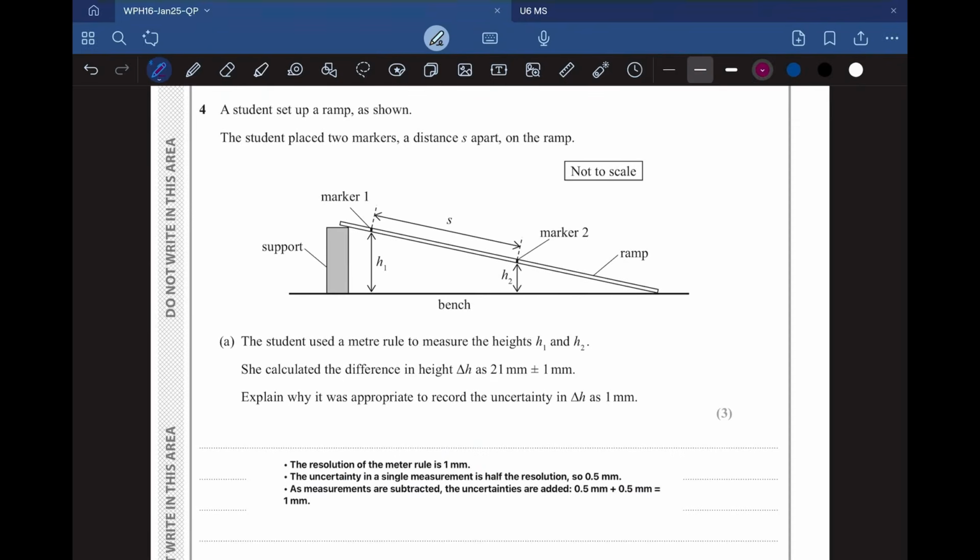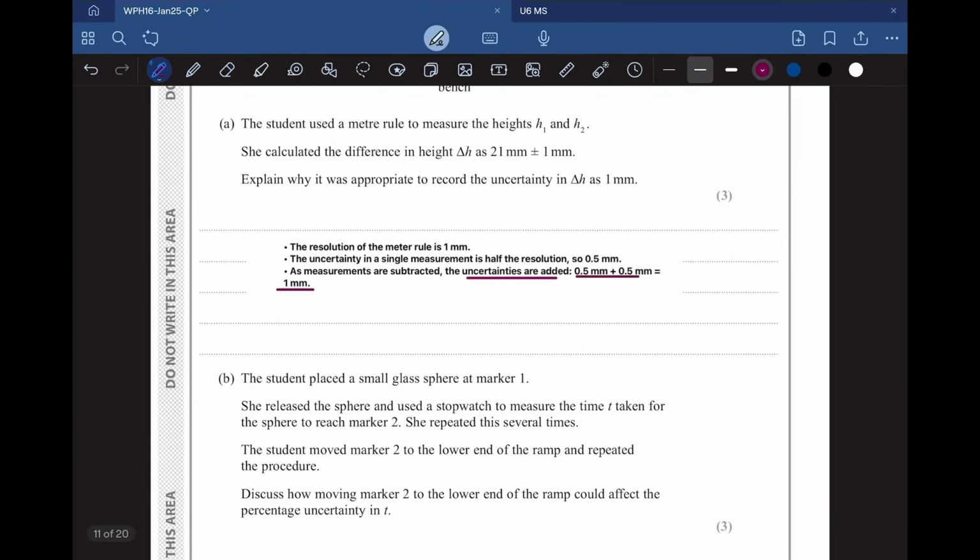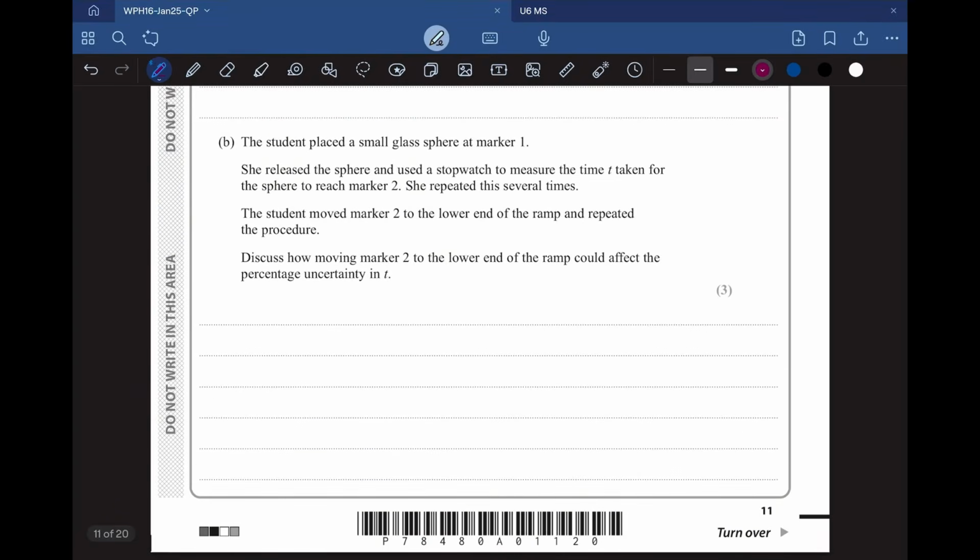The uncertainty in a single measurement is half the resolution, so it is 0.5 millimeter, right? And as measurements are subtracted, the uncertainties are added. So that means 0.5 millimeter plus 0.5 millimeter for both h1 and h2 gives us a complete uncertainty of 1 millimeter. This was exactly the same question which was repeated in the Jan 2024 paper.